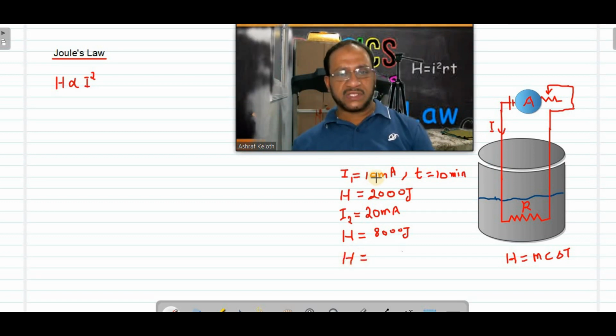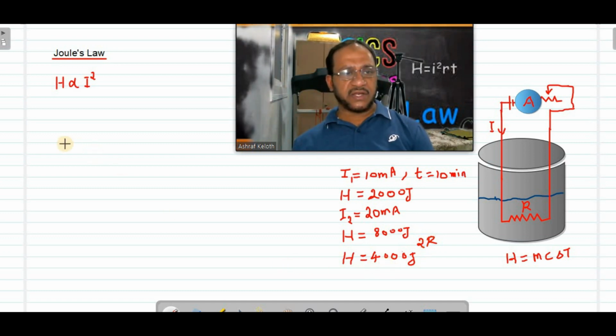Can you guess? Current is the same as in the first case, 10 milliampere. Time also the same, but only the resistance R of this coil I am doubling. 4,000. Very good, 4,000. It means when resistance is doubled, heat also only doubles. 2,000 becomes 4,000 joule. When the resistance R is increased to 2R, the heat energy also doubles.